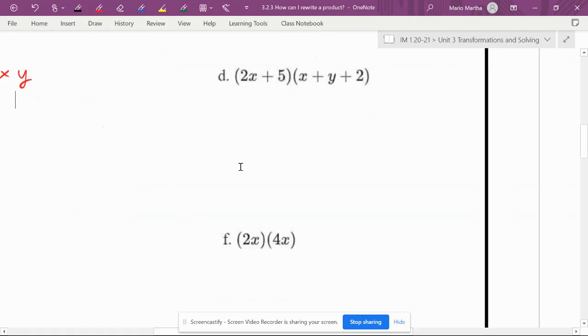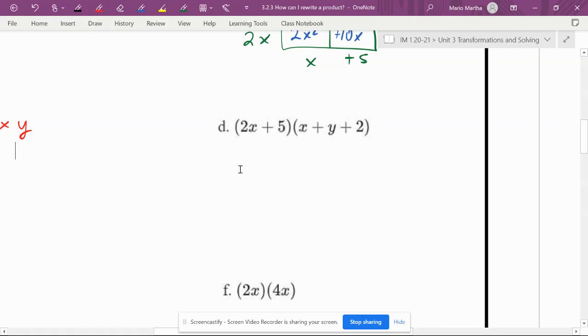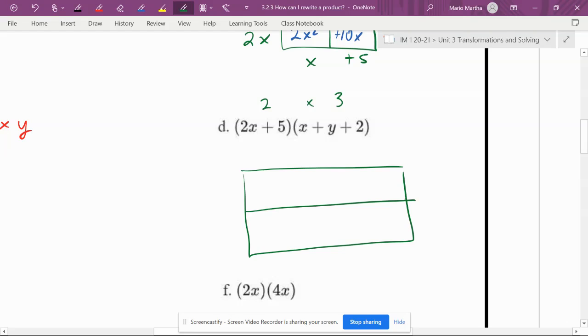All right. And then our next part would be 2x plus 5 times x plus y plus 2. This has two terms, and this has 3. So this would be a 2 by 3 box. So 2x plus 5, and then our x plus y plus 2.